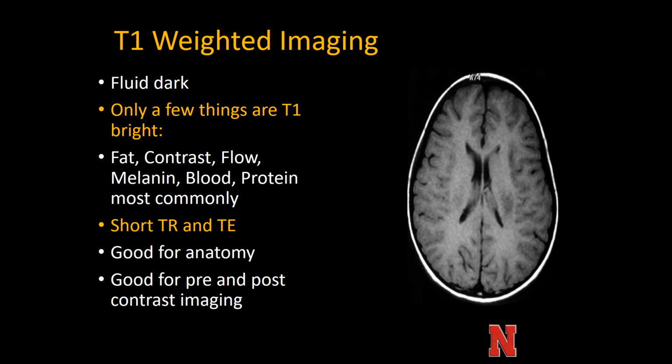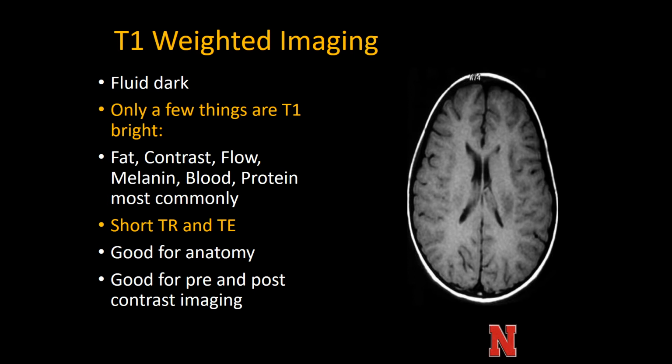Fat is, contrast is, some flow is, so sometimes you'll see T1 bright flow in a vessel. Melanin is, so when you look at metastatic melanoma cases. Blood and protein are. That's probably some of the more common pathologies that we see that is T1 bright is hemorrhage and hemorrhagic blood products. Those are the most common things that you see. Some states of calcification can be T1 bright as well.